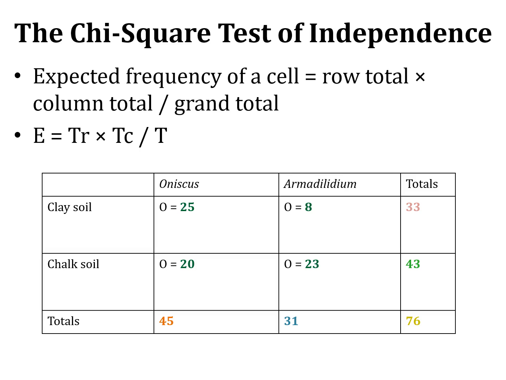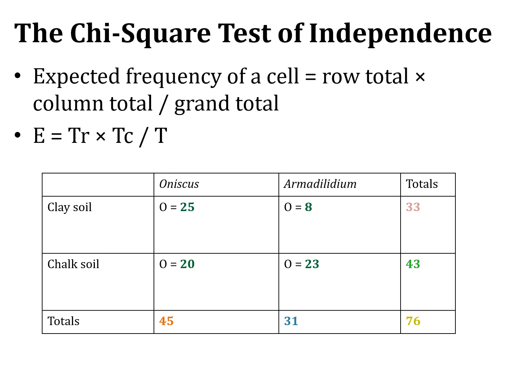So here we have our example, the example of the woodlice species in two types of soils, and these are the observed frequencies. You can see the row totals and the column totals. So 33 is the row total of row number 1, which represents clay soil and the two woodlice species.